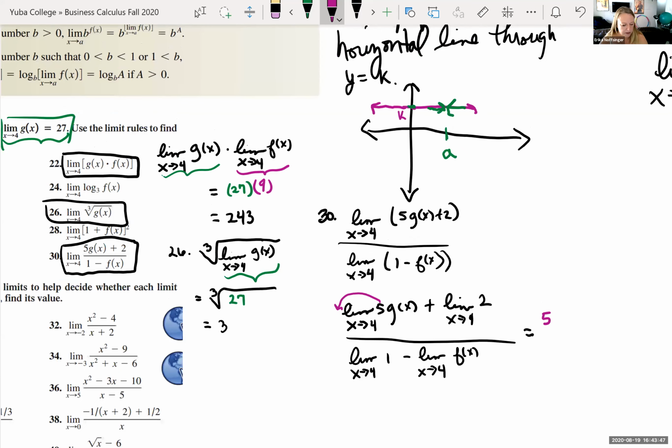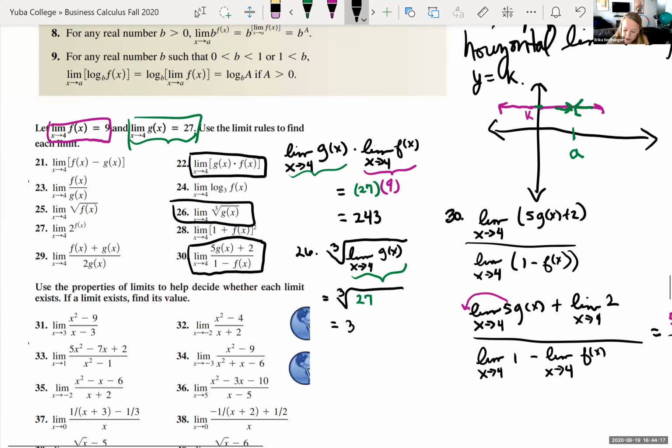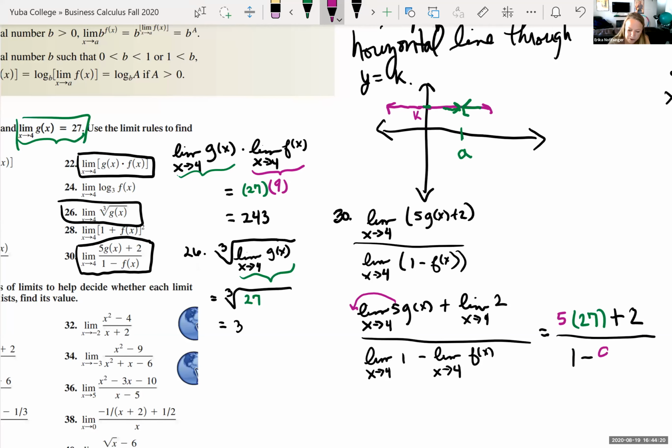That was what one? 27. So that would be 5 times 27 plus the limit as x approaches a constant is always just that constant, 2. All over limit as x approaches 4 of a constant 1 is just 1, minus the limit as x approaches 4 of f of x. That one was 9. So minus 9. Order of operations.